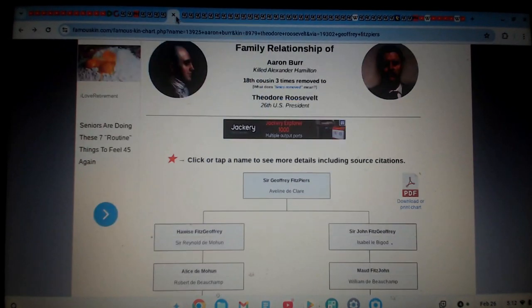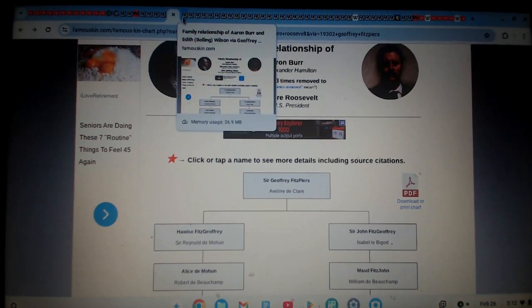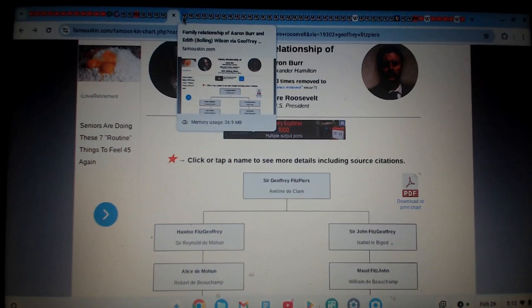How about Aaron Burr and Theodore Roosevelt, our president? Wow, they share a parent too. Not only do they share the kings that I always mention, the 7 kings, they share Sir Geoffrey Fitzpiers and Evelyn de Clare. Wow, but it's not about bloodlines, specific bloodlines, right?